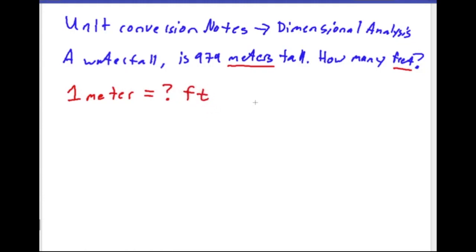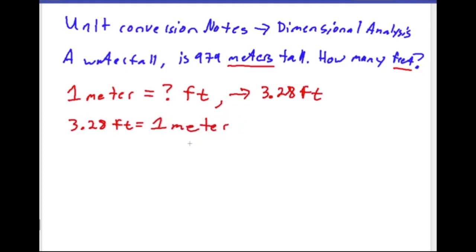Well, fortunately, I give you a unit conversion cheat sheet and you find out that 1 meter should be equivalent to about 3.28 feet. Therefore, I can go ahead and write my conversion like so. 3.28 feet is equal to 1 meter. Now that I have this equivalency, I can go ahead and convert my meters into feet.